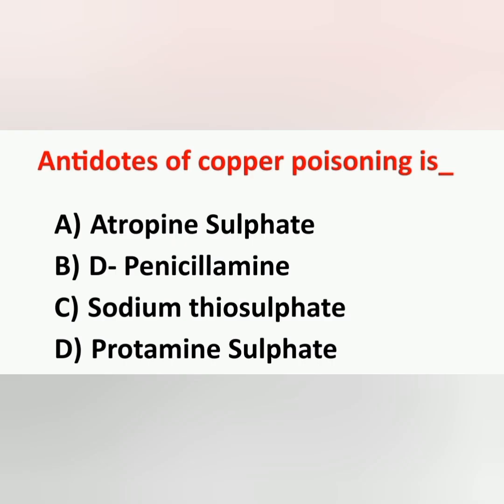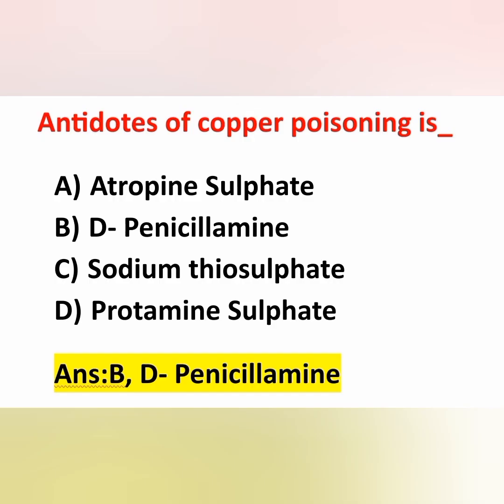Next question, antidote of copper poisoning is, and our options: option A atropine sulfate, option B D-penicillamine, option C sodium thiosulfate, and option D protamine sulfate. Here correct answer is option B, D-penicillamine is the antidote for copper poisoning. Atropine sulfate is the antidote for organophosphorus poisoning, sodium thiosulfate is the antidote for iodine, and protamine sulfate is the antidote of heparin.